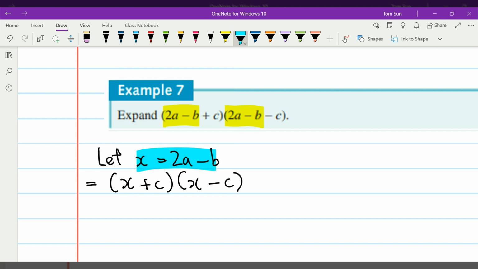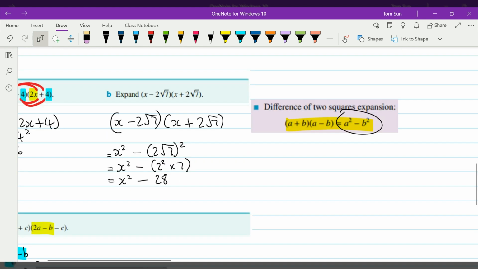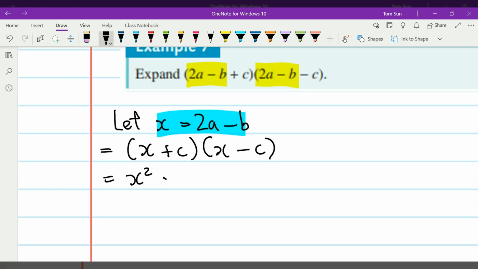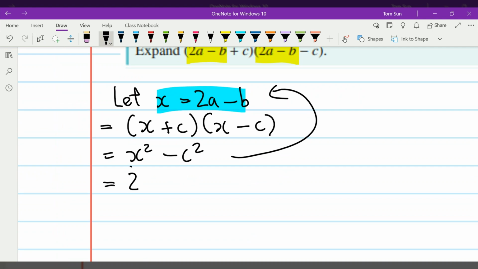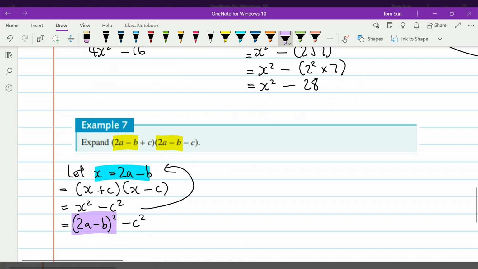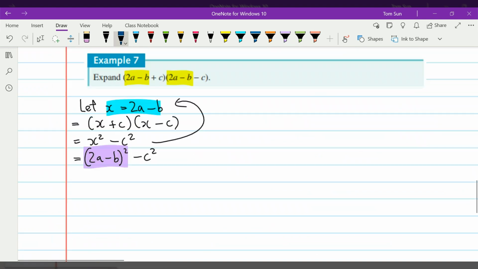Now you can see it's a difference of two squares, right? I'm just using the same rule that I used here, the difference of two squares. So that means right now I have x squared minus c squared. Of course, I know what x squared is because I defined it at the very beginning, which means I need to substitute it back in. So this means it's 2a minus b, in brackets, squared, minus c squared. Of course, we can do this squared thing, so I'll just highlight it so you know what I'm talking about. We can do this because we've done it with the perfect square expansion, which is right here.